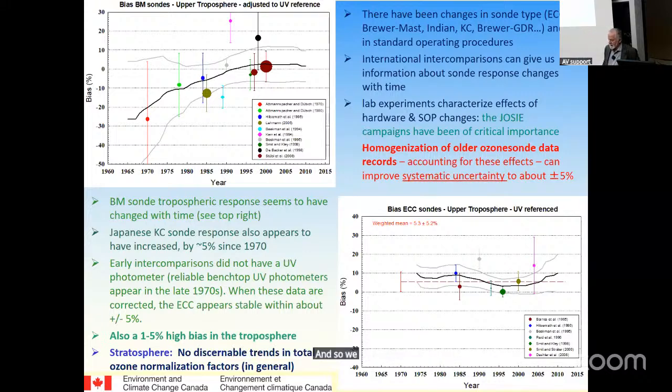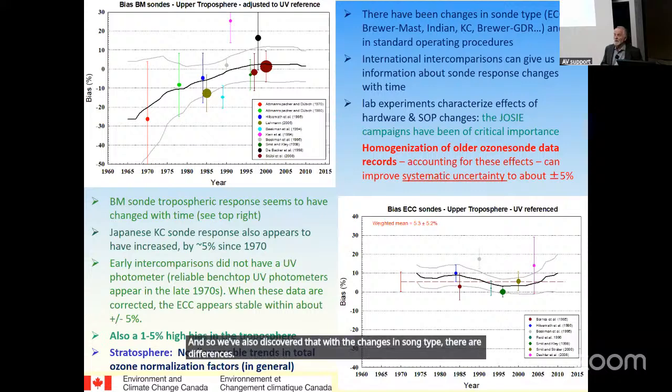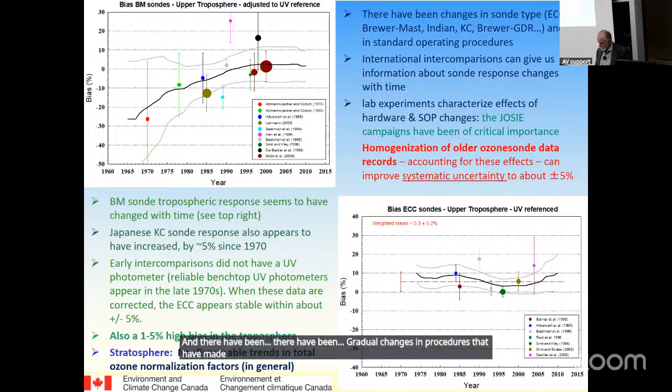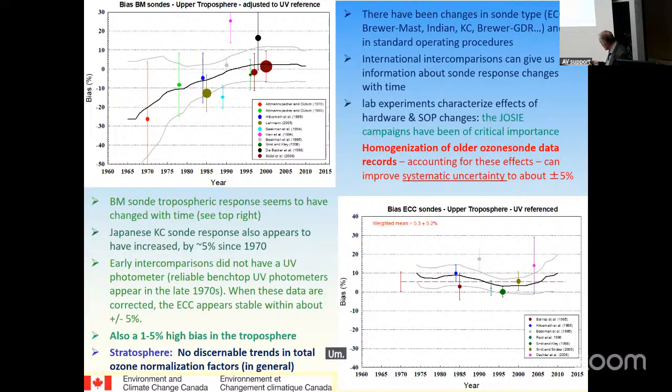And we've also discovered that with the changes in sonde type, there are differences, because there have been quite a number of different electrochemical sondes in the past. Now everybody's using ECC sondes, electrochemical concentration cells. And there have been gradual changes in procedures that have made a difference. However, and this is one reason why everybody switched to these sondes, it looks like the ECCs are very stable with time. So that's very encouraging.